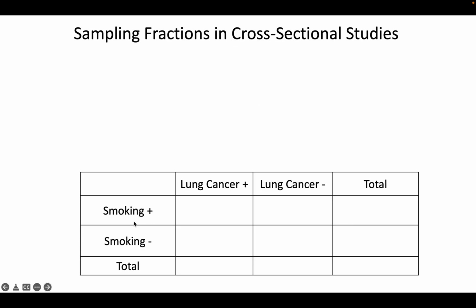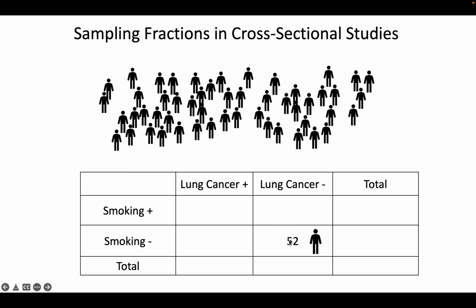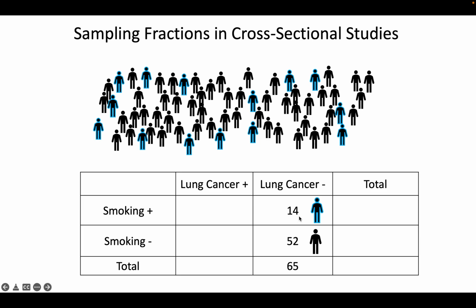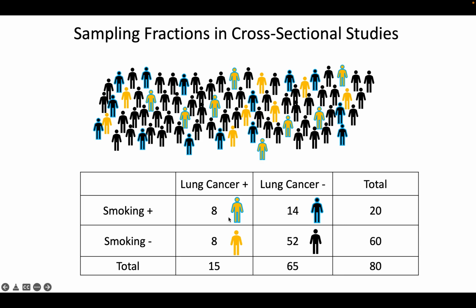So bringing this into an example, this is a cross-sectional study of smoking and lung cancer. We have 52 people that are smoking negative, lung cancer negative, 14 that are outlined in blue that are smoking positive, lung cancer negative, 8 that are yellow, smoking negative and lung cancer positive, and 8 that are yellow and outlined in blue, so smoking and lung cancer.